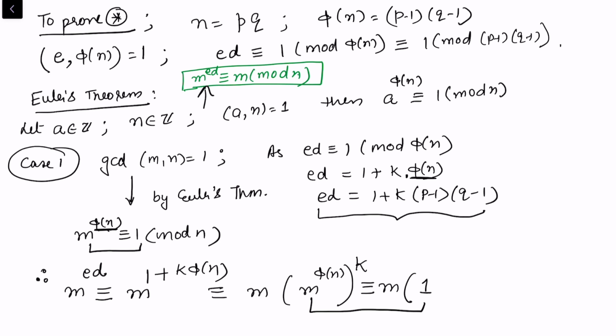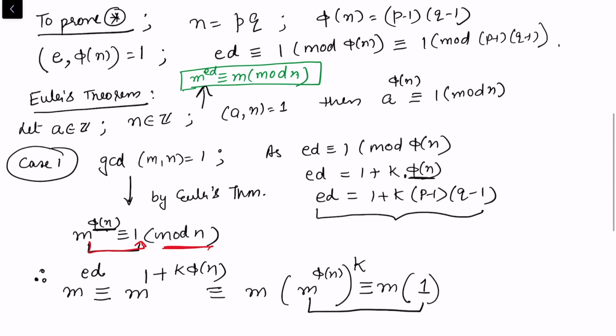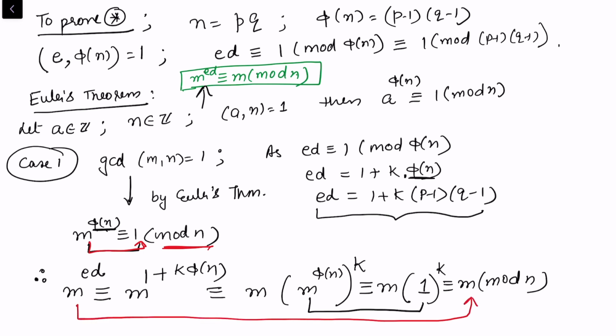We can see that it's here. We have shown using Euler's theorem that this is congruent to 1 mod n. So I can replace this with 1 raised to power k, which is further congruent to m mod n. So our first case is proved: m to the power ed is congruent to m mod n. In this case, I have considered that the message m has GCD with n equal to 1. And of course, this message has numerical digits, so this is an integer, and this integer's GCD with n is equal to 1.